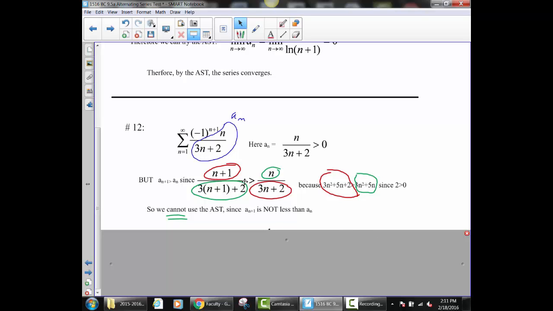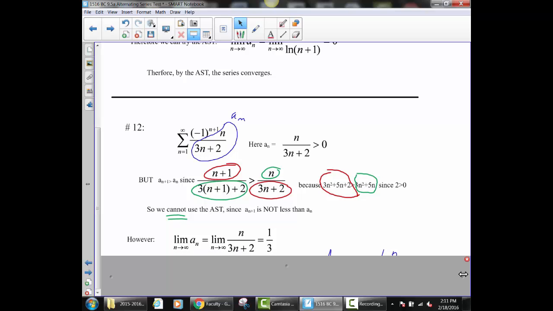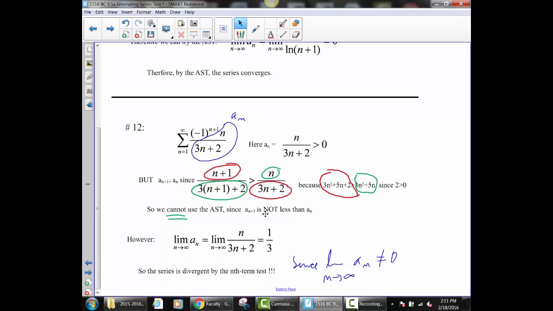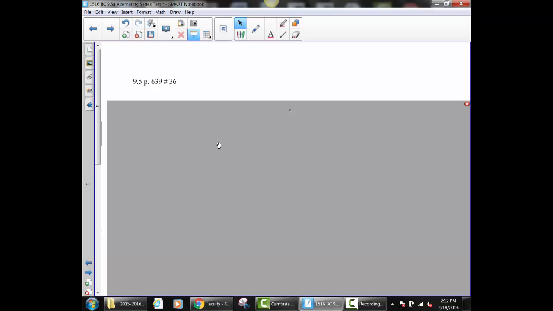I'm sorry. We needed to show that a_n plus 1 was less than or equal to a_n, and as it turns out, it's greater than, not less than. So we cannot use the alternating series test, and therefore we're going to use the nth term test. So we have the limit as n goes to infinity of a_n, which is the limit as n goes to infinity of n over 3n plus 2. Again, degree of the top equals degree of the bottom, leading coefficient over leading coefficient. So since that limit does not equal 0, the series diverges by the nth term test, not by the alternating series test.